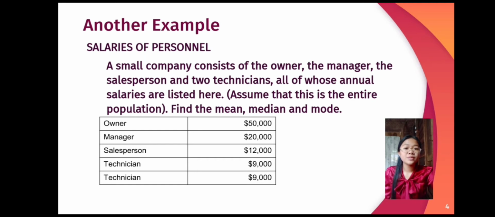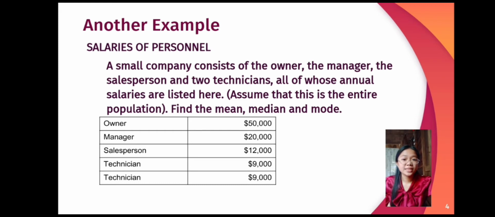So the owner's annual salary is $50,000. The manager's is $20,000. The salesperson's is $12,000. And the technicians are both $9,000. We are tasked to determine what is the mean, the median, and the mode.